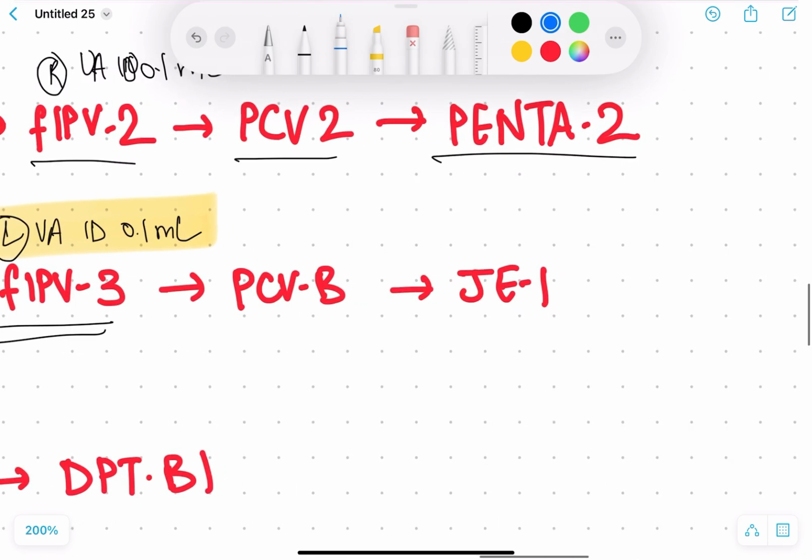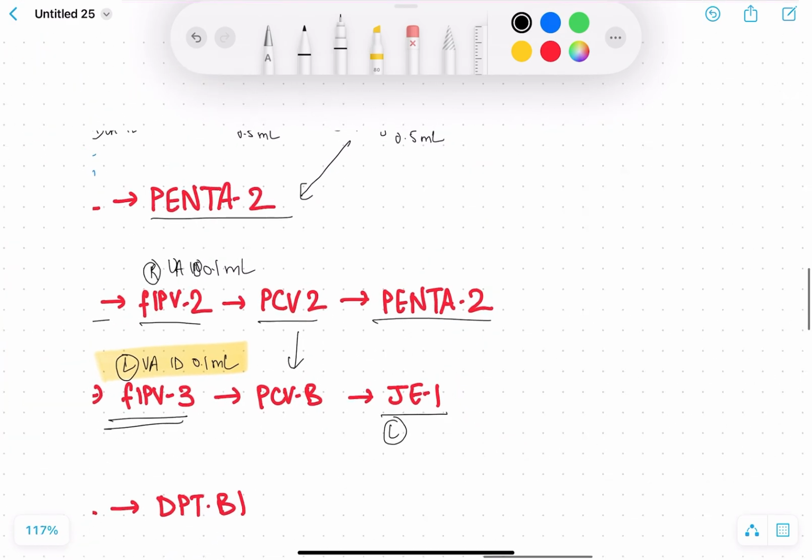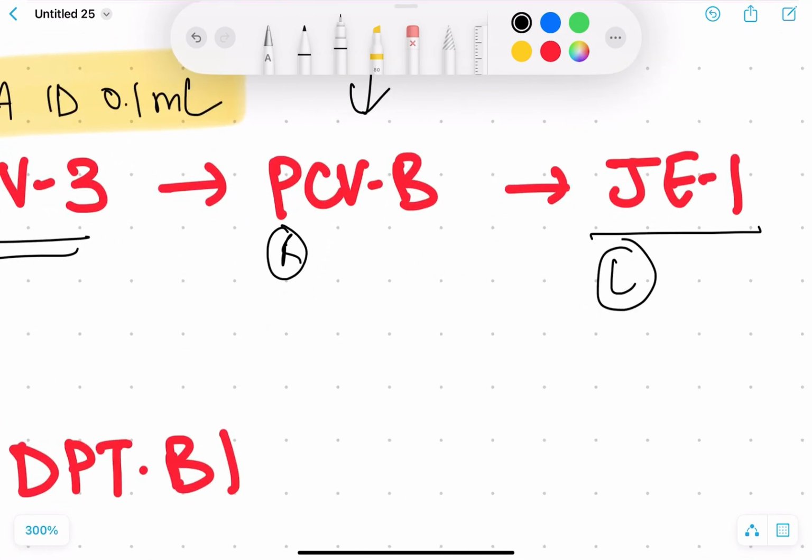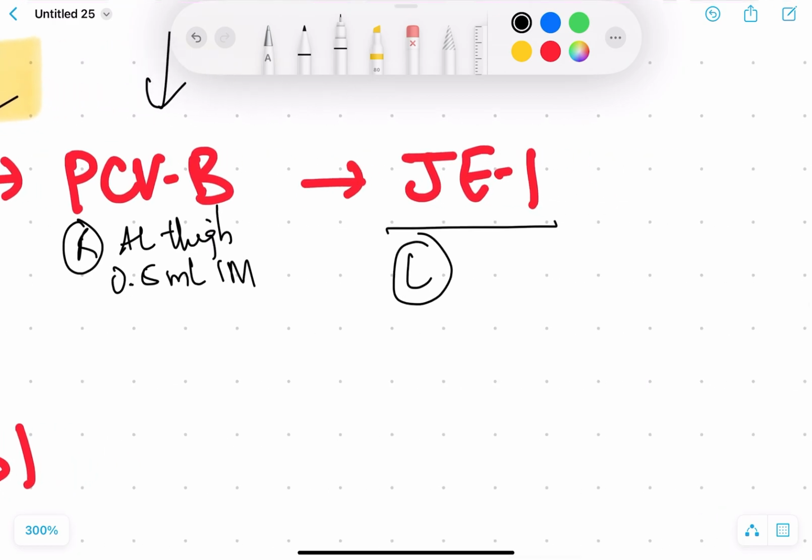And Japanese encephalitis is in endemic regions. Japanese encephalitis is what is left. PCV is the same. It's what we've been following, right anterolateral thigh, 0.5 ml IM. And Japanese encephalitis is now again left. So left anterolateral thigh, 0.5 ml IM.